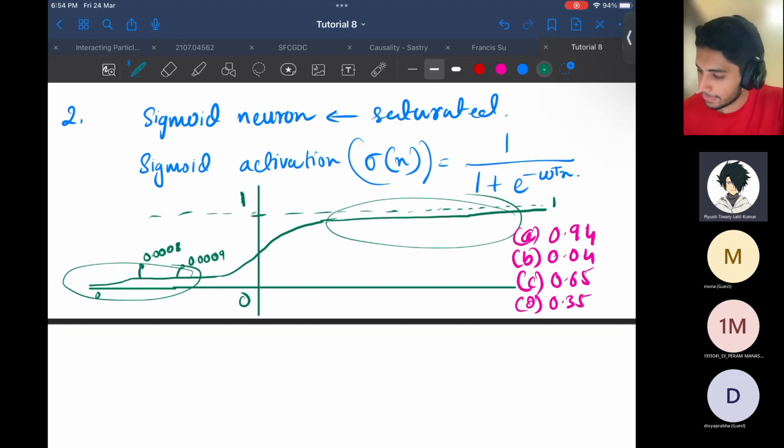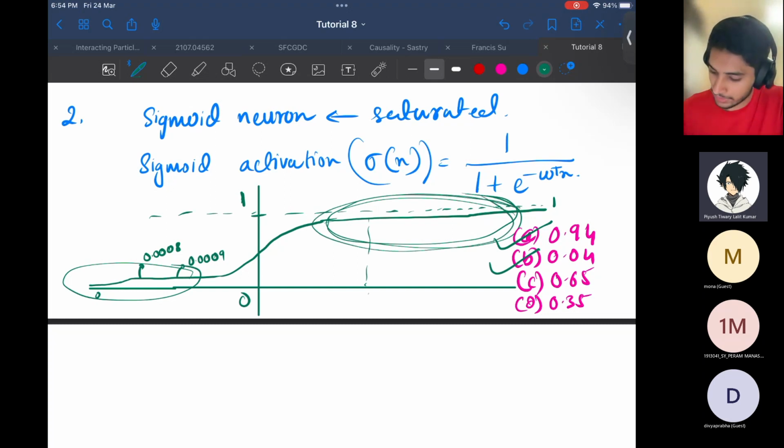So we can clearly see that option A and option B are the correct options. Why? Because if the output is 0.94, then it has to be somewhere here, which means that it is not going to change a lot now. Similarly, if the value is 0.04, let's say some point here, it again means that it has come to a point after which it won't change a lot. So A and B options are correct. These other two points are somewhere in the middle, somewhere here or somewhere here. So they still have scope to change a lot.